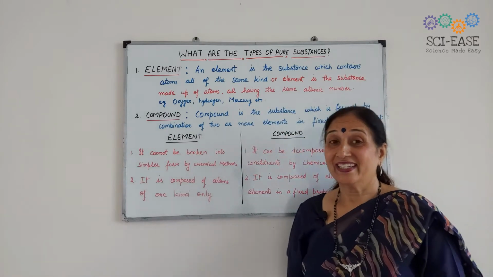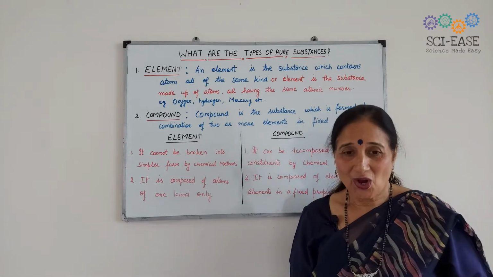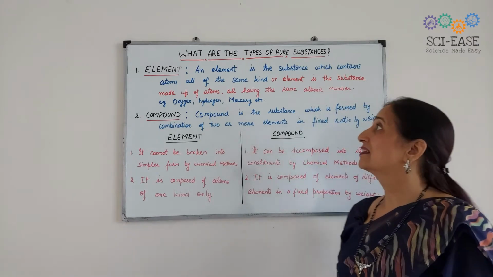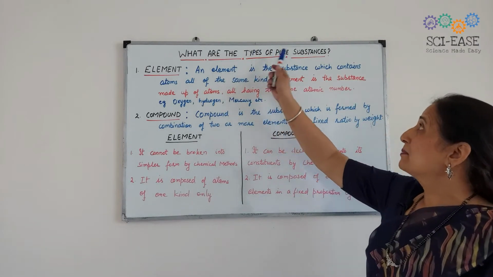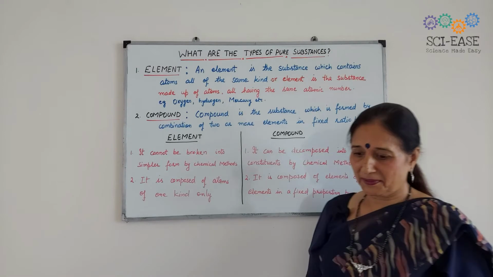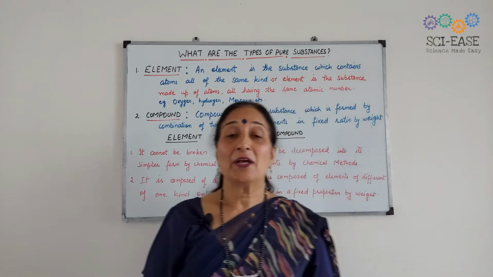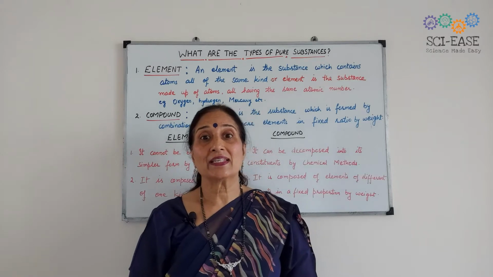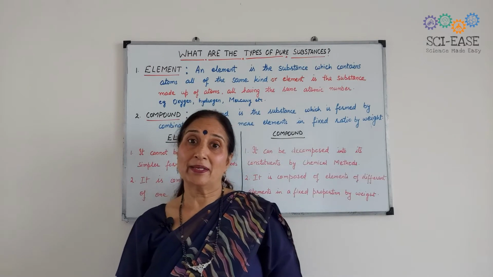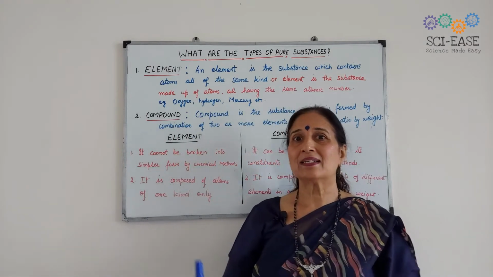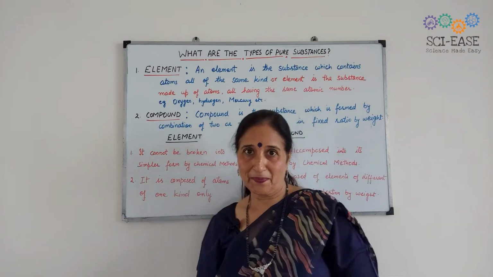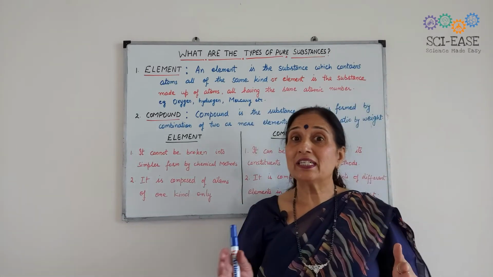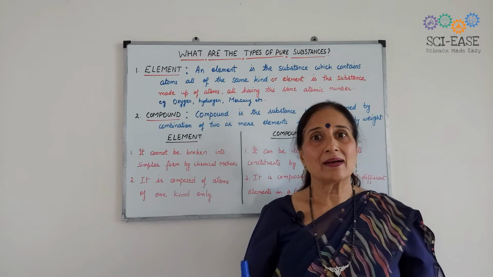Now, the last topic of this chapter is what are the types of pure substances? Pure substances are categorized into two types, that is element or the compound. Now, I will tell you what elements are.